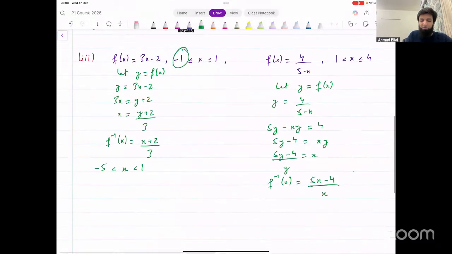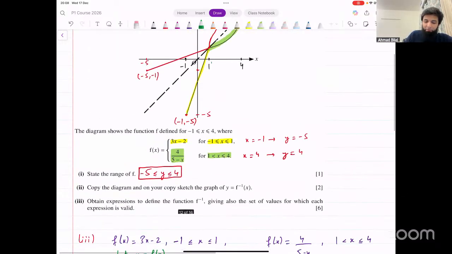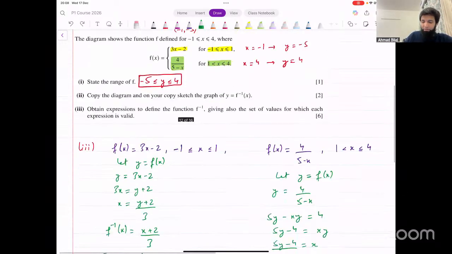Yes, because the corresponding x values are also included. The corresponding values for the original function are also included. We put an equal to sign with both of these as well. And for the second part, we are going from 1 to 4. Okay, let's write that here.